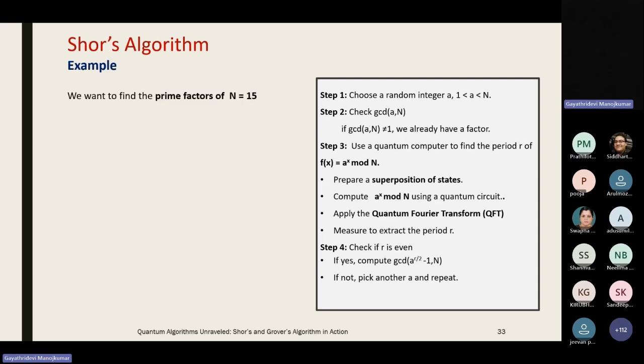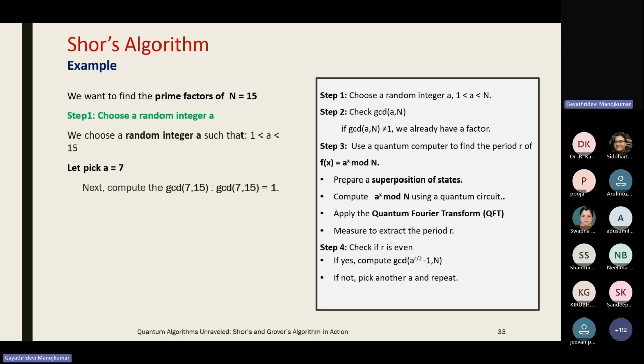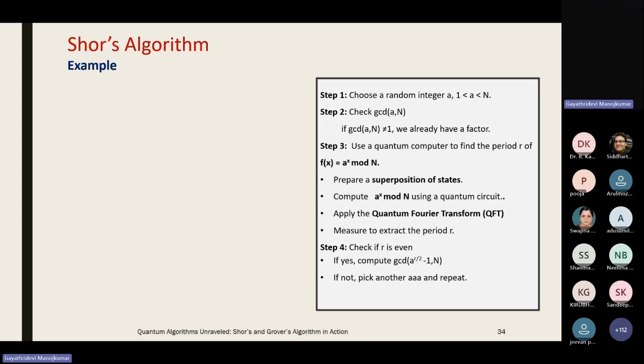I'm just going to show an example, that is, factoring n equal to 15. You can choose a random integer a from 1 to 15. For example, I pick a to be 7 over here. Now I'm going to compute the GCD of 7 and 15. This is equal to 1, so I'm going to proceed. If it is not, I'm going to select another number.